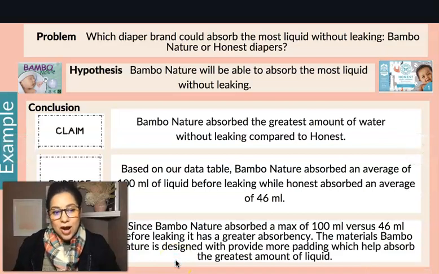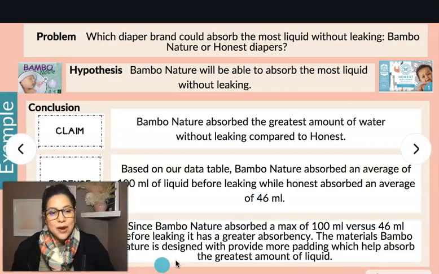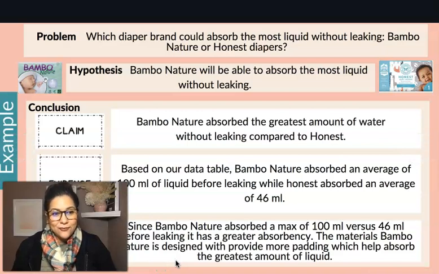So this is the problem for our example. Which diaper brand could absorb the most liquid without leaking? Bamboo, Nature, or Honest diapers? Now you have a hypothesis, and the hypothesis is Bamboo, Nature will be able to absorb the most liquid without leaking. So now we're going to go ahead and use claim, evidence, and reasoning for our conclusion.